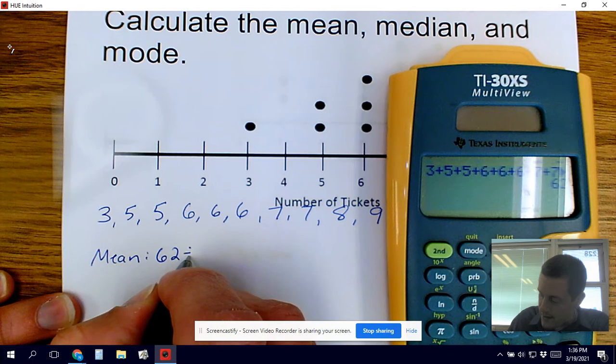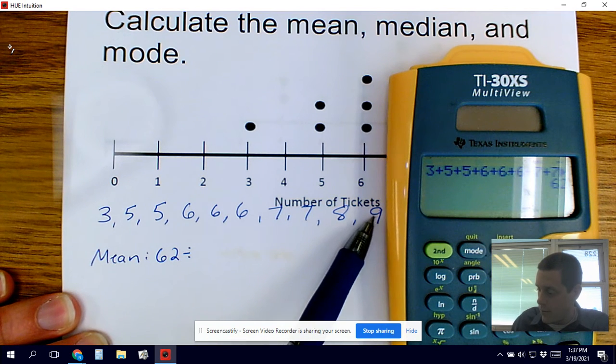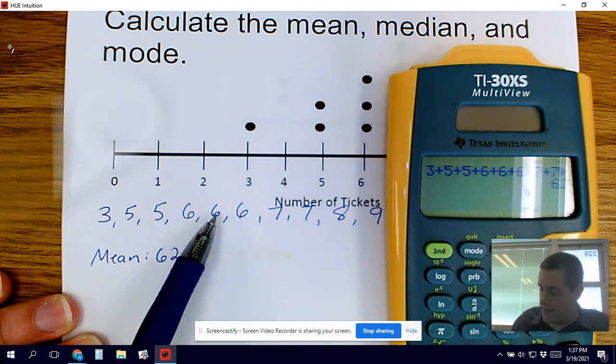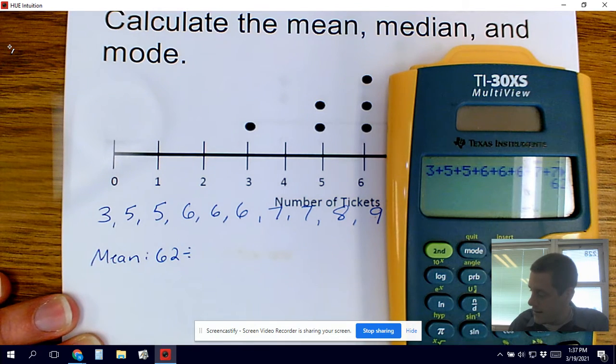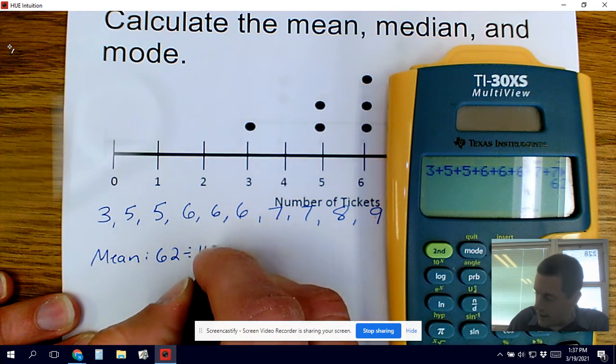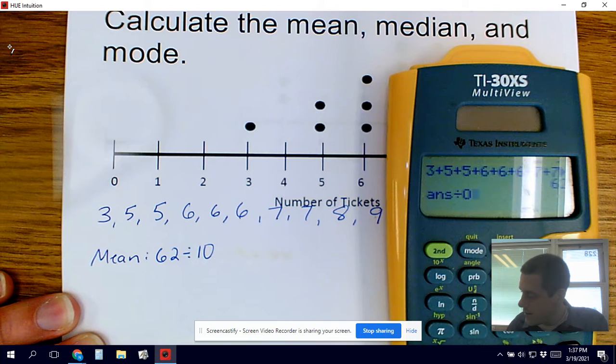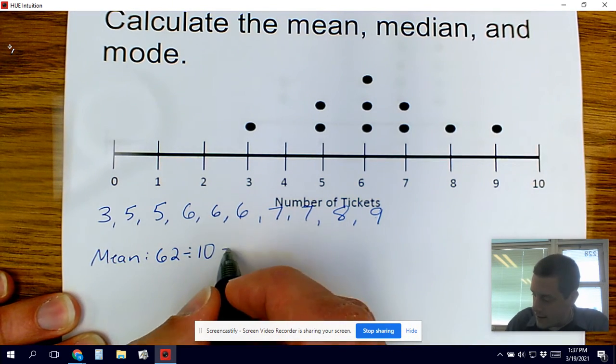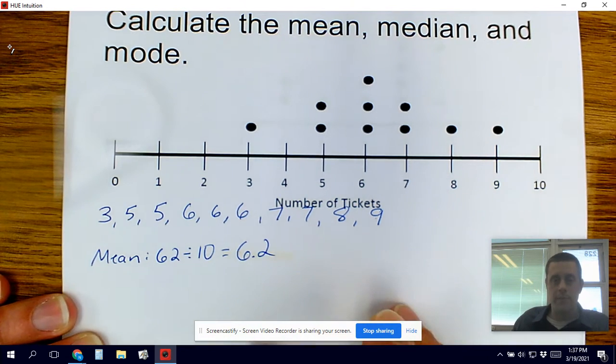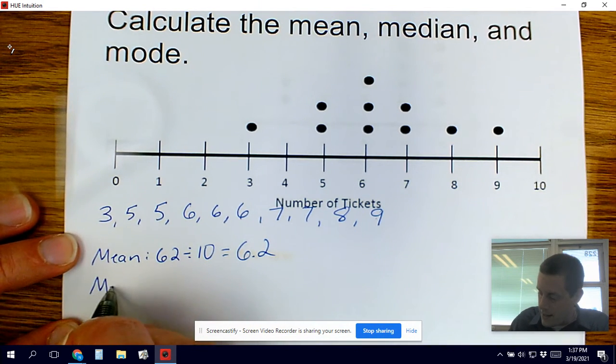And I'm going to divide that sum by how many elements were in the set. There were 1, 2, 3, 4, 5, 6, 7, 8, 9, 10 in the set. So we are dividing by 10. And I get a mean of 6.2. Next, the median.